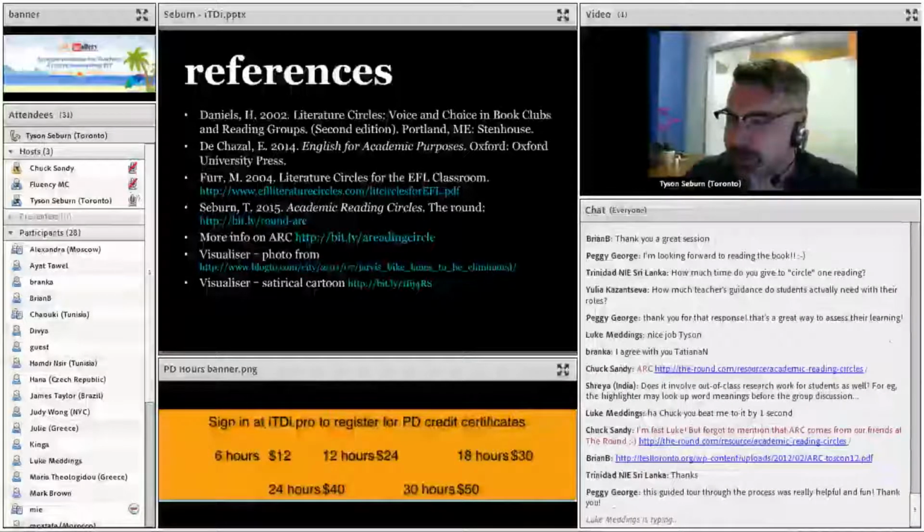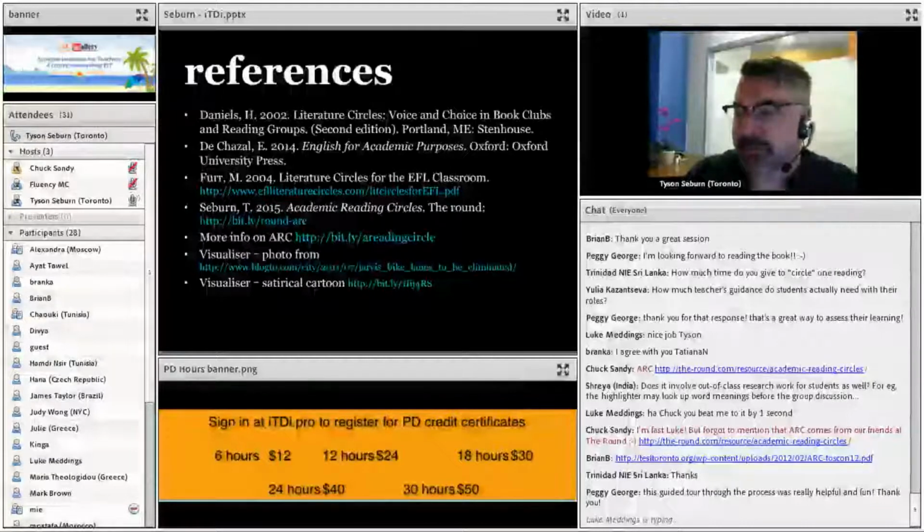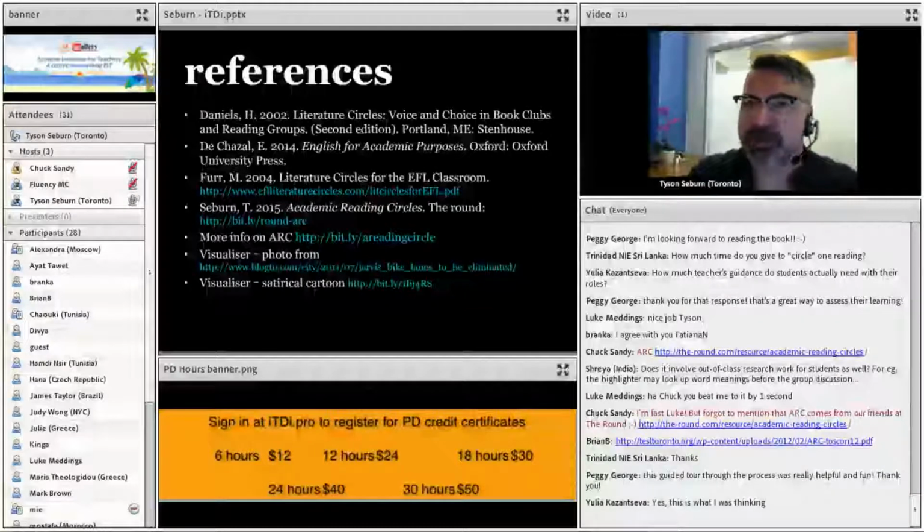Yulia, how much teacher's guidance do students actually need with their roles? Well, again, in my experience, just like anything, they're not really good at these roles at the beginning. So I give more guidance and more modeling with the first couple of texts that we do. Then as the semester goes by and they see other people do the roles in their group, they get a better understanding of what works, what doesn't work, and how they want to approach that role when it's their turn. So there's some scaffolding involved in terms of modeling for sure, but I loosen the grip as the term goes by.